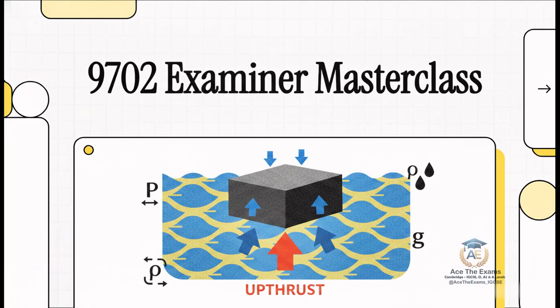You've completely confused cause and effect. Today, we're executing an elite, zero-fluff breakdown of Cambridge AS and A-level Physics 9702. We are tearing apart density, pressure, upthrust, and Archimedes' principle. We're bypassing all that generic study advice you've heard a million times, and we're stepping straight into the examiner's mind.